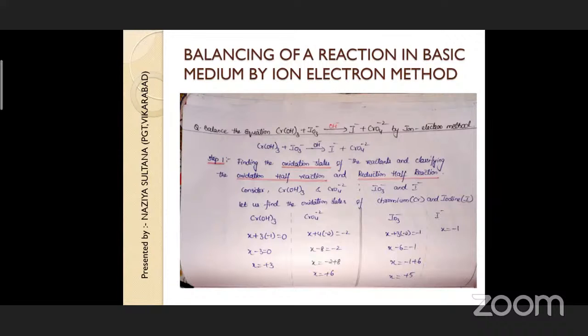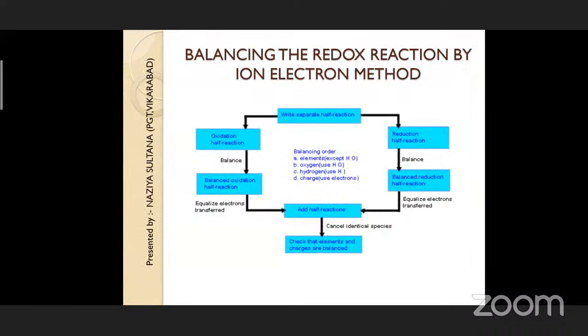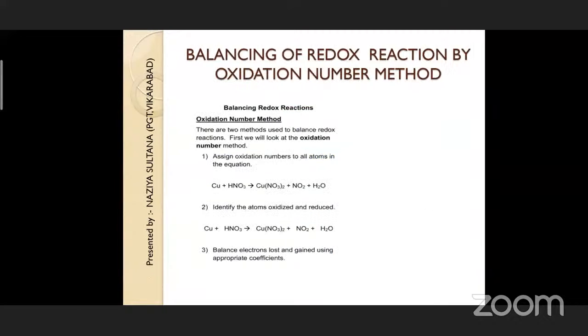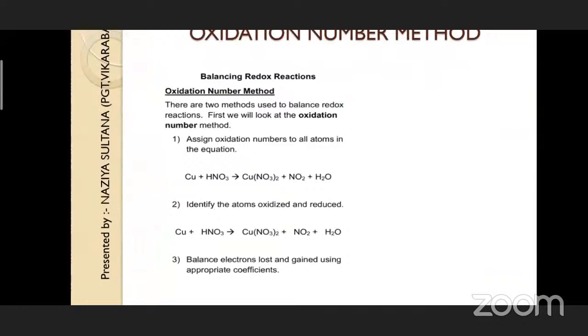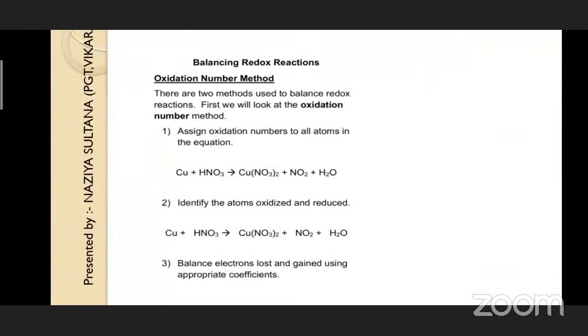Then we have discussed the balancing of redox reactions by the oxidation number method. Here, this is very simple. Same thing, we have to find out the changes in the oxidation state and simply adjust the coefficients by multiplying with a suitable integer so that the number of electrons lost is equal to the number of electrons gained.